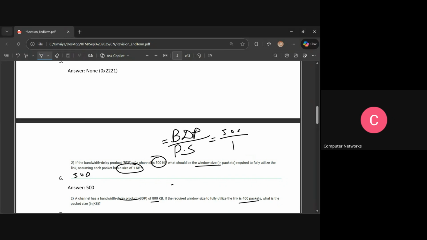So here I have to take 800 divided by 400. So what will be the value? 2.